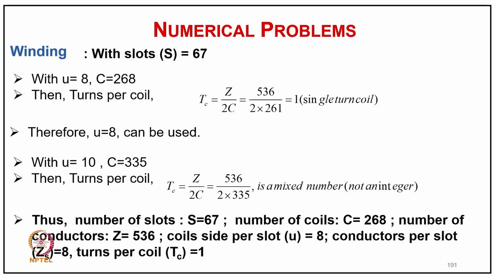Now with U equal to 10 and C equal to 335, the turns per coil is equal to Z upon 2C, which is a mixed number. So therefore, number of slots 67, number of coils 268, number of conductors Z 536, coil sides per slot 8, conductors per slot 8, and turns per coil is equal to 1.